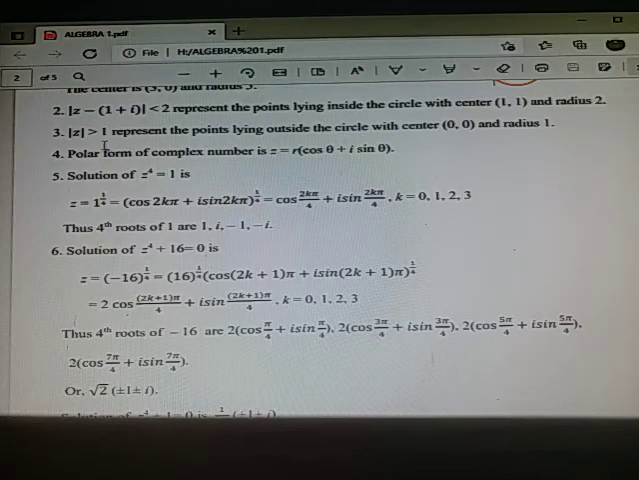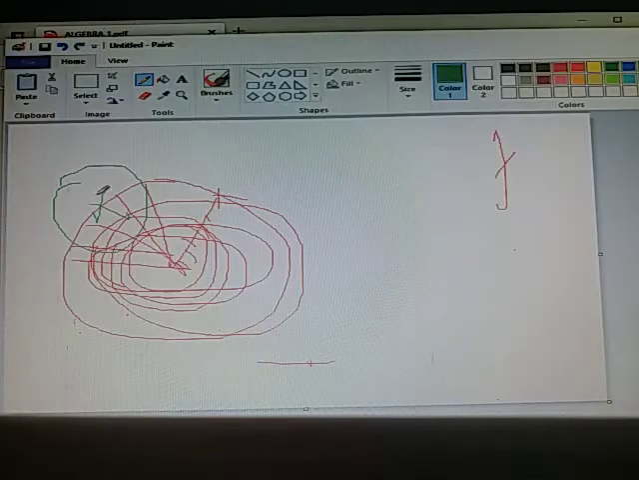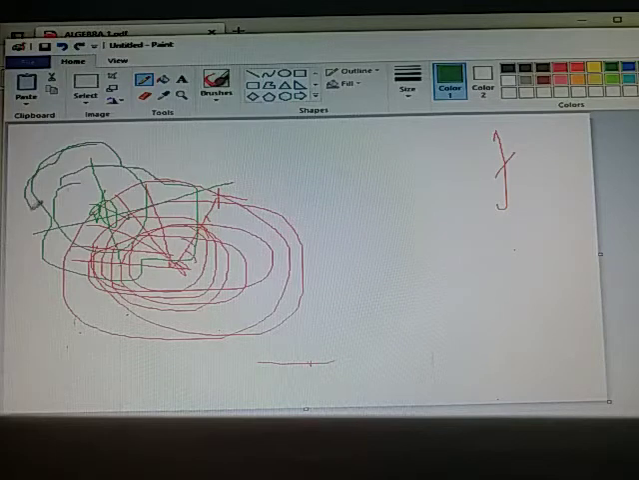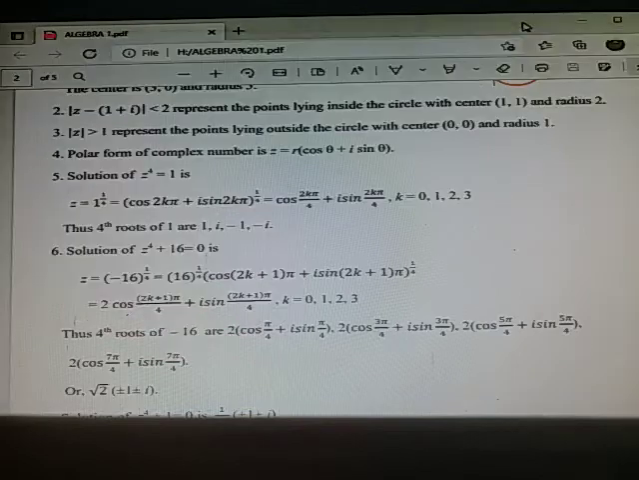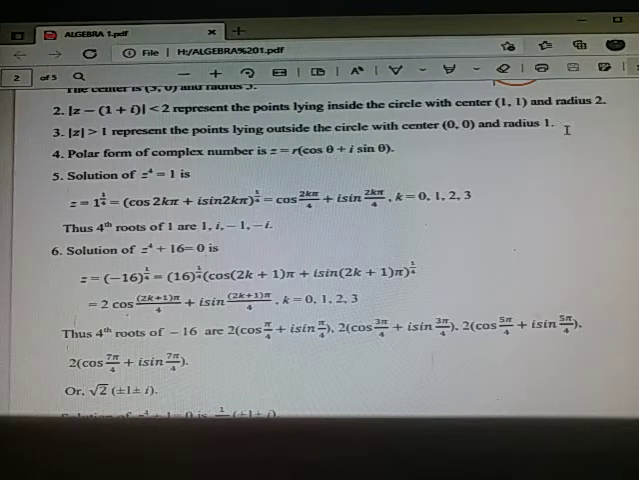No, not that. Mod z. Mod z means z minus origin. So this is origin. So this is greater than 1. So z greater than 1 means all this area, lying outside this. This is our circle of radius 1 centered at origin and the region outside it. So this will be your region, outside the circle centered at 0, 0 with radius 1.